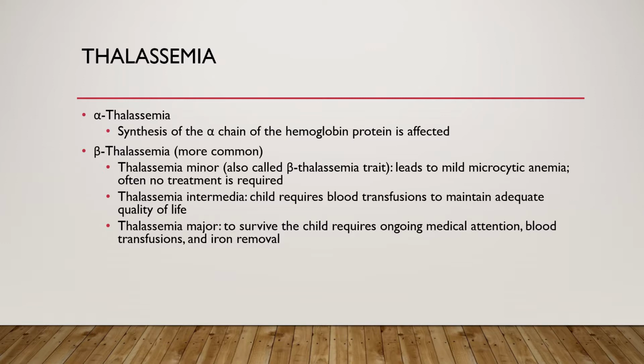Now there's alpha thal, that's what that little sign means, alpha. Synthesis of the alpha chain is much more rare. Beta thal is the most common. Beta thalassemia minor is simply trait. They can have a little bit of anemia, but usually no treatment is necessary. If you have intermedia, these kids will potentially need monthly transfusions to have good quality of life. And if they're major, they're going to need medical attention, blood transfusions, iron removal, and these kids are candidates for a transplant.